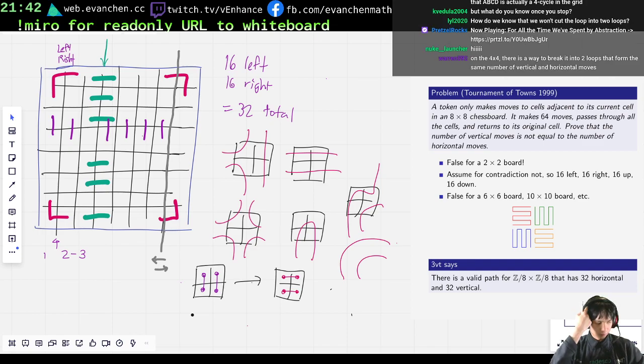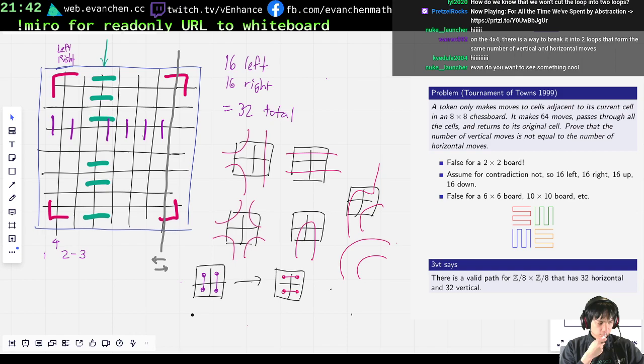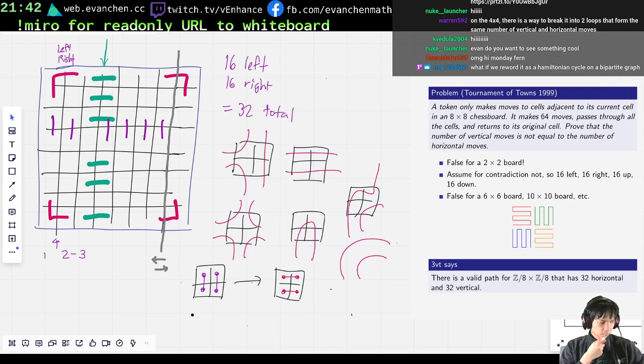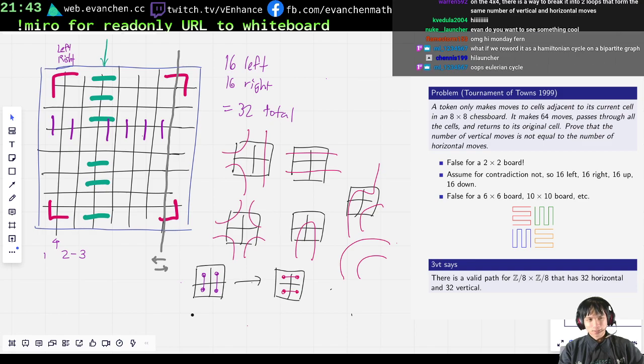Hi, New Love Country. What if we word it as a Hamiltonian cycle on a bipartite graph? I don't. I hate it.